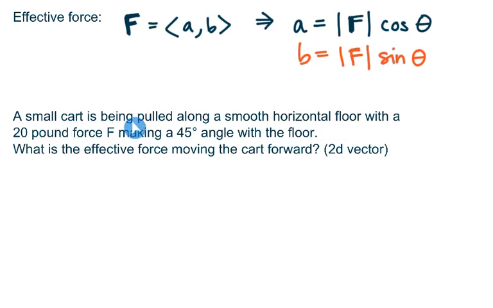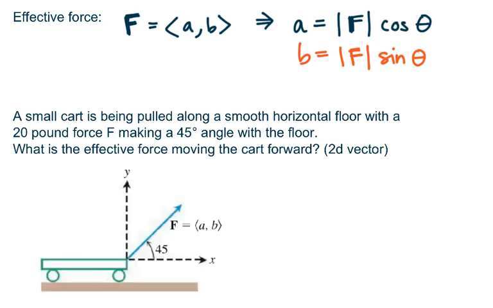We have a small cart being pulled along a smooth horizontal floor. We have a 20-pound force pulling on it and making a 45-degree angle with the floor. What is the effective force moving the cart forward? So this is what is the horizontal component of that vector. And I've pulled in a picture to help us think about what we're looking at here. So here's our force. Our force is pulling this way at this 45 degrees off the horizontal from where it is attached, the handle per se, or where we are pulling.